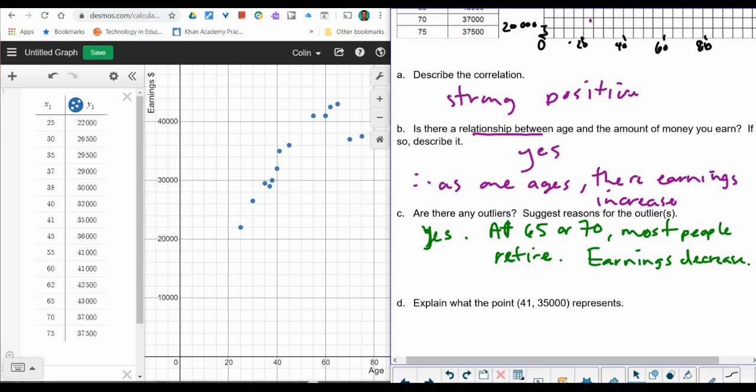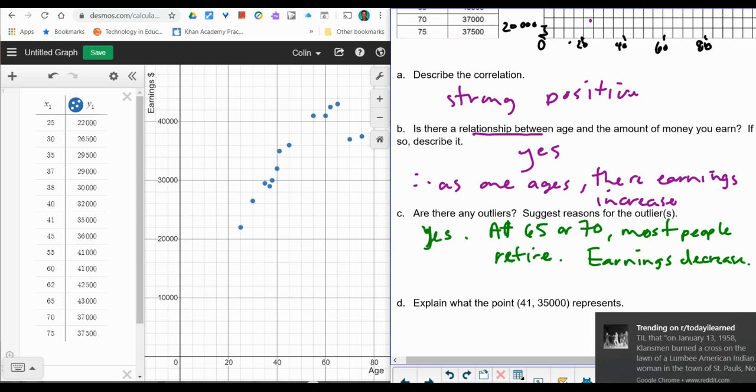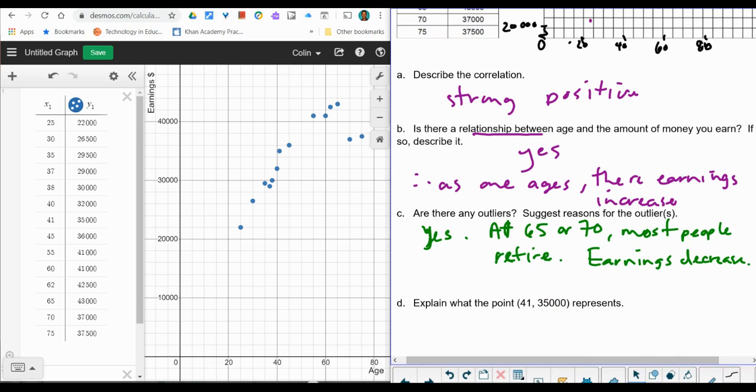Explain what the point (41, 35) means. Okay, it means at age 41, this person earned 35,000 per year.